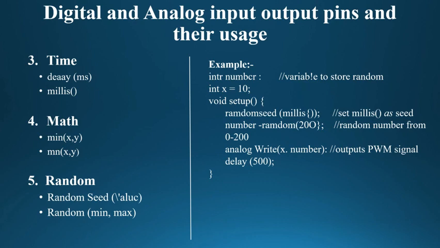Next one is analogWrite of x comma number. Here we have defined x as 10. So it will take pin number 10 and write the random value which is generated, so that will be displayed. After that we are giving a delay of 500, so it will be delayed for half a second. After that the next value will be fetched.